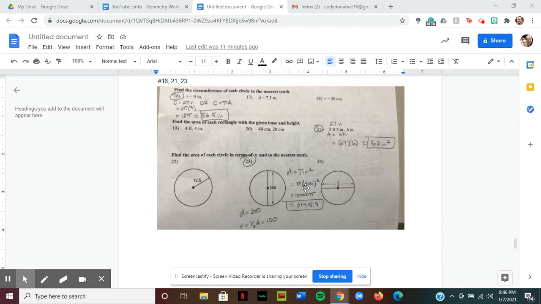So pi times 100 squared will give me 10,000 pi. That's our answer in terms of pi. And then it also wants our answer to the nearest tenth. So my answer to the nearest tenth will be 31,415.9. And since they don't give us a unit, we'll just leave our answer just like that.